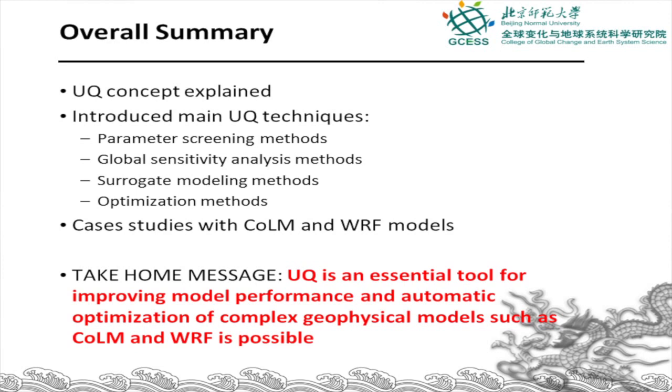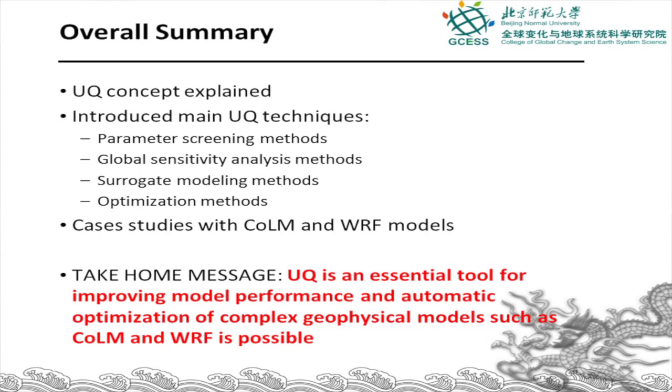So we have expanded the UQ concept, introduced some of those techniques, and then did a case study with the Common N model and the Wolf model. The take-home message is that UQ is an essential tool for improving model performance, and automatic optimization of complex geophysical models like the Common N model and the Wolf model is possible. I don't know, I have to entertain questions. Maybe I do. We should, yeah.